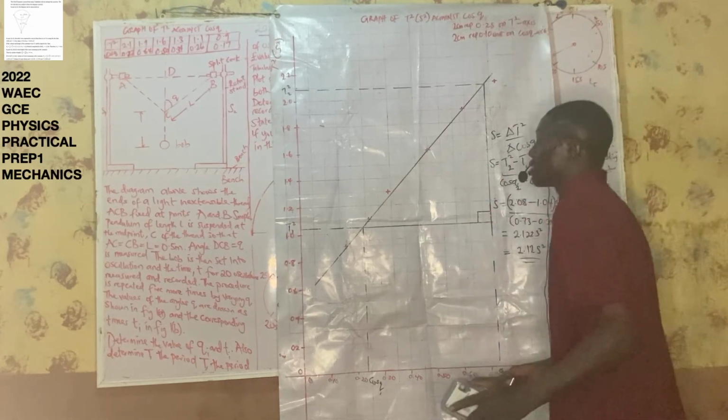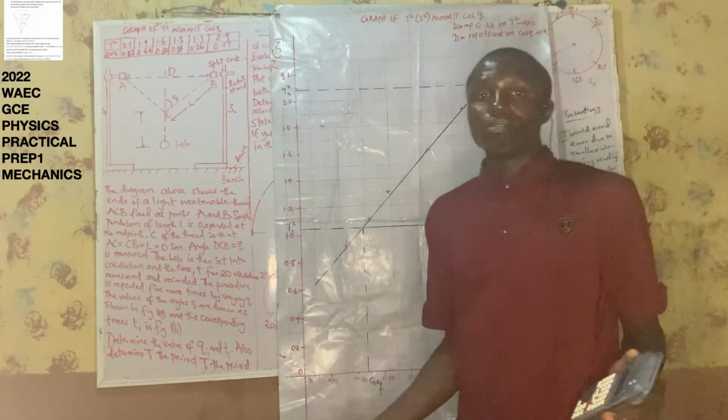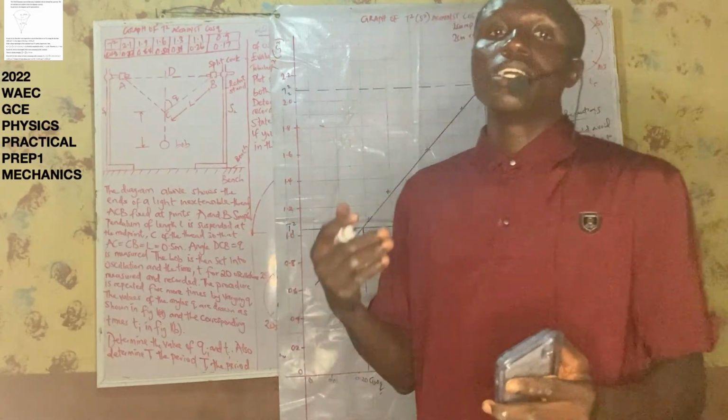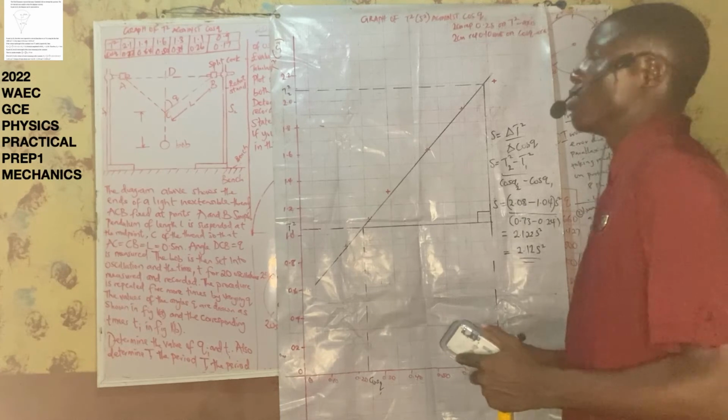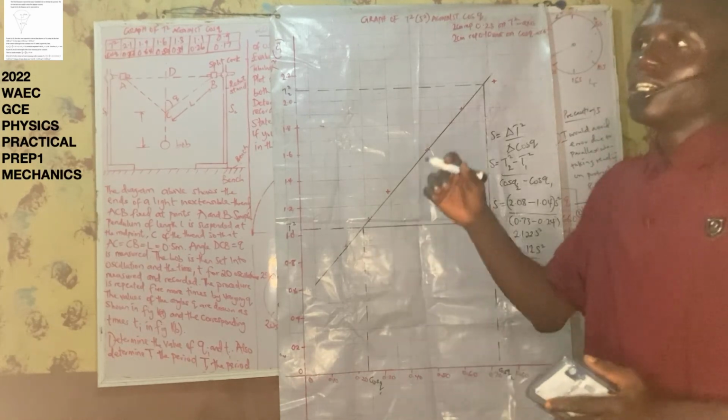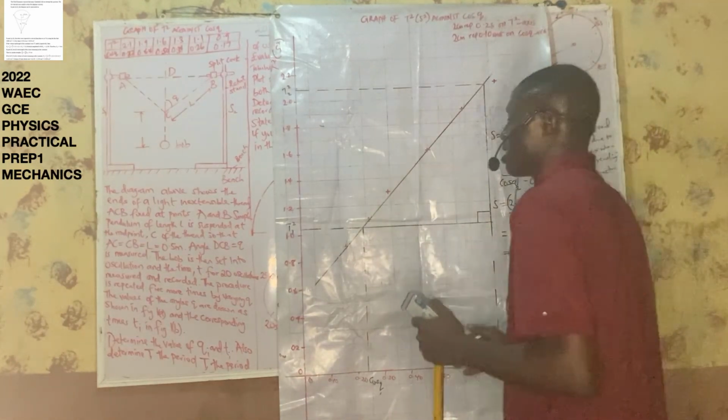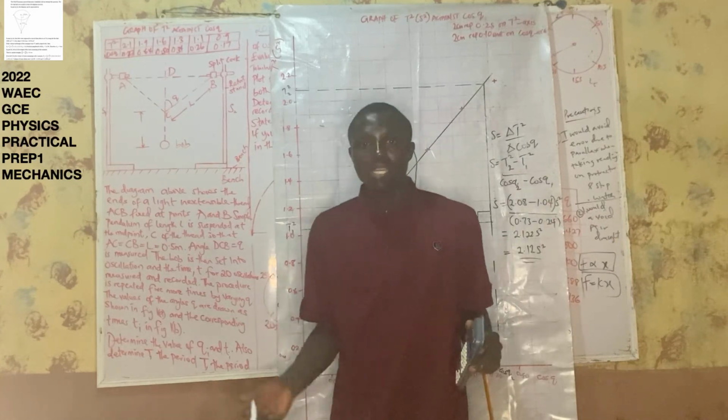So another thing they can ask you is to define period, define frequency, and state the formula for calculating the period of a simple harmonic motion. That's the next question you can meet under the B aspect of the question.